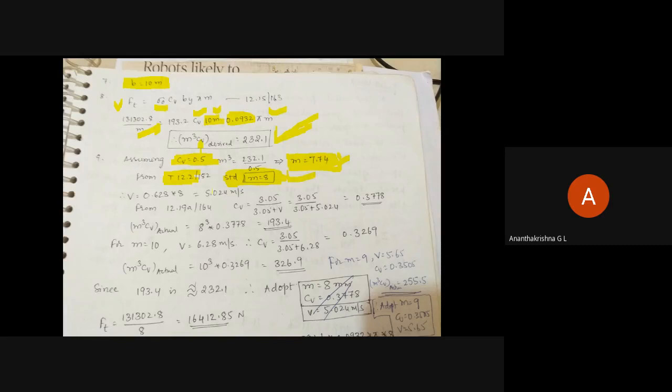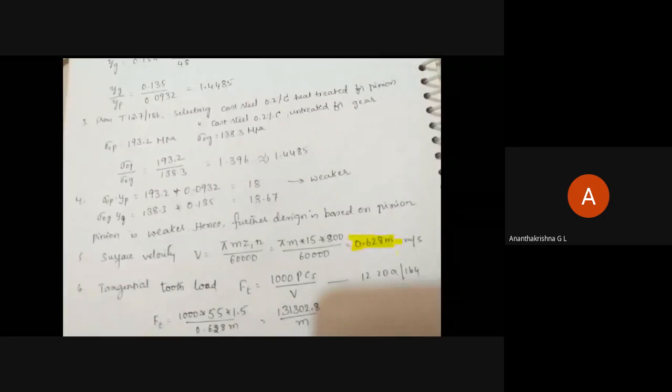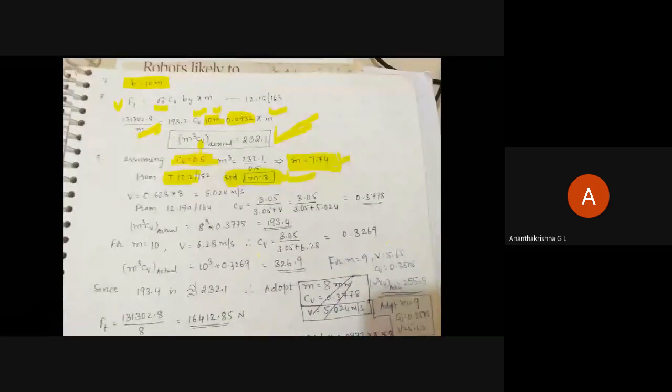Now what you need to do is, the V value we found out in the previous solution, where we found V to be equal to 0.628 m. Are you all there? In step 5 we found velocity in terms of module. Now substitute module value of 8 here, 0.628 into 8. You will get the surface velocity equal to 5.024.